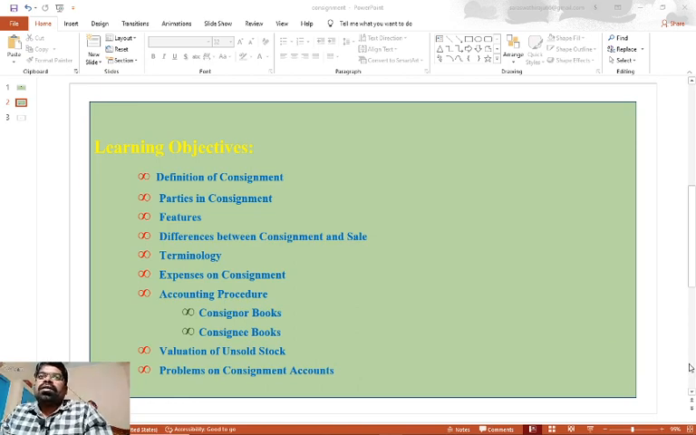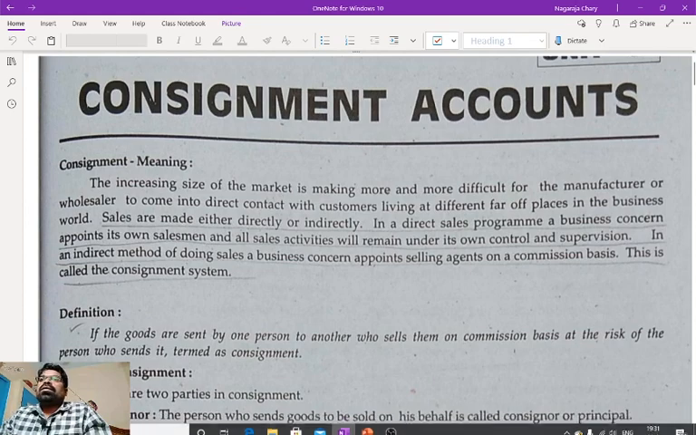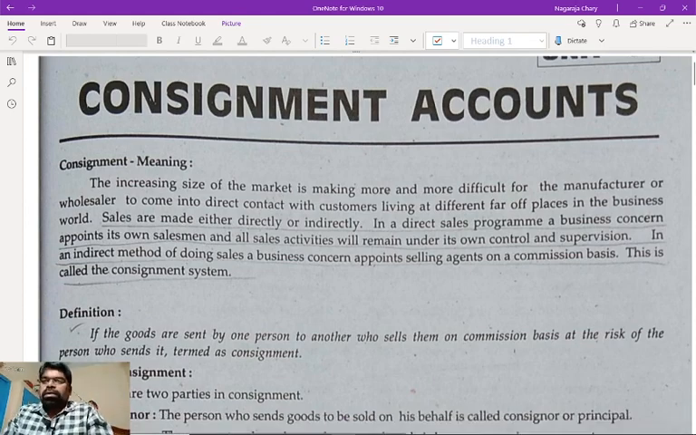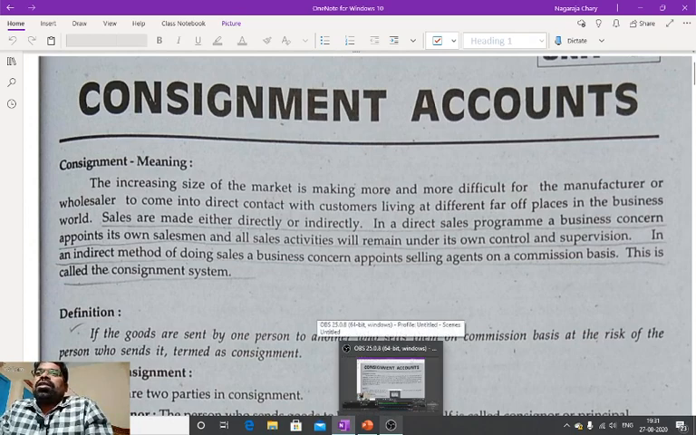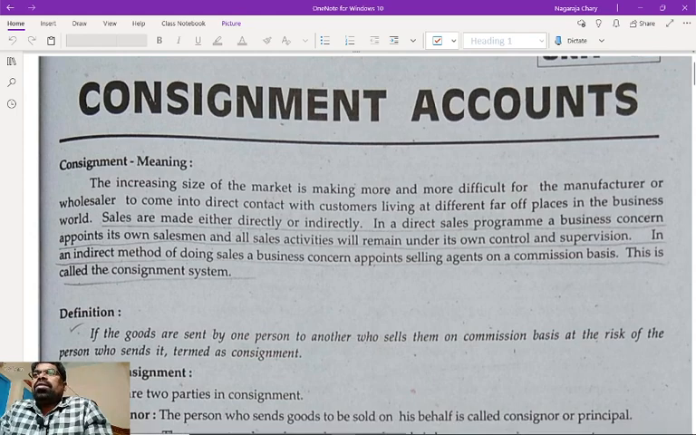So what is the first definition of consignment? We will see. Right, so this is consignment accounts. First the theory part. After knowing the theory part, we will go for the problem part. So let us know the theory part. Consignment meaning: how do we define consignment?